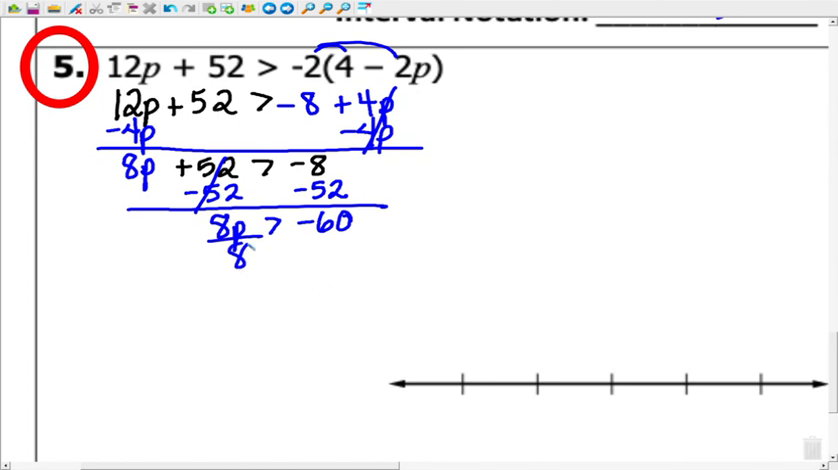When I divide by 8, my p will be greater than negative, let's see, divide this by 4. Divide that by 4 is 15. Divide that by 4 is 2. Negative 15 over 2. That's the same thing as negative 7.5. So either would be an acceptable answer. I'm going to leave mine as a fraction.